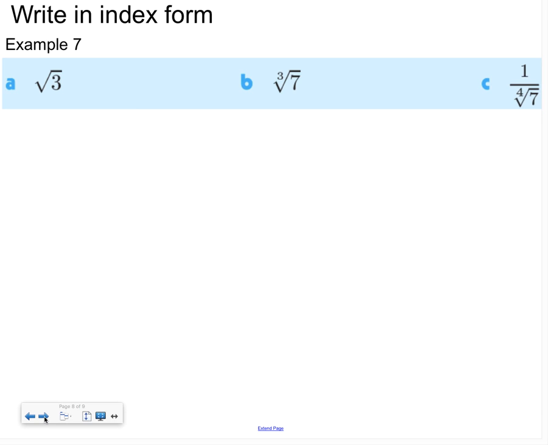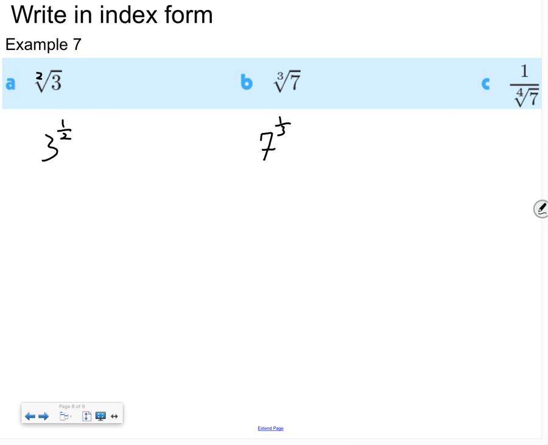And our final example here in 7, I just want to write these in index form, so now going the other way. So again, if it's not written, I assume this is 2, so I can write this as 3 to the 1/2. Okay. In B, I can write this as 7 to the 1/3 power.